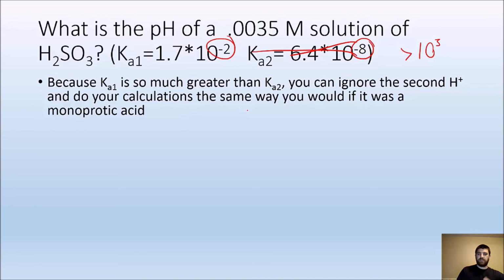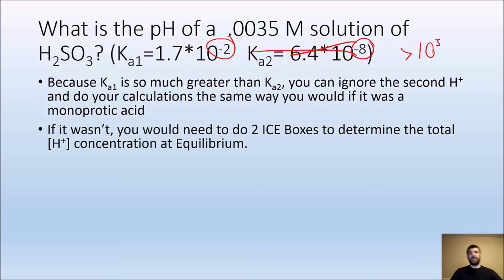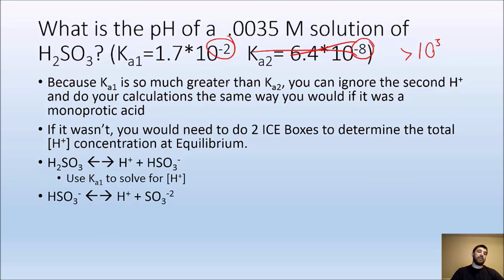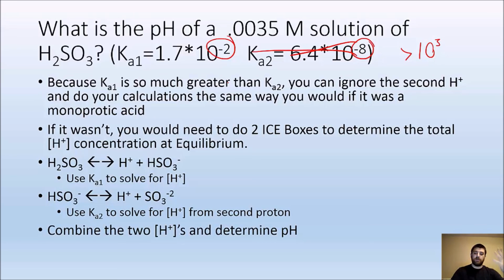When we do our calculations, you can do the same thing that you would as if it was a monoprotic acid. If it wasn't, you would need to do two ice boxes to determine the total H plus concentration at equilibrium. You'd have to go: H2SO3, the first one pops off, use Ka1 to solve for how many H pluses you get, and then you've got to use Ka2 with this kind of equation. HSO3 minus breaks off an H plus, giving H plus and SO3 2 minus, and then you use Ka2 to solve for the H plus from the second proton. Then you combine those two and use that as your concentration to determine the pH.